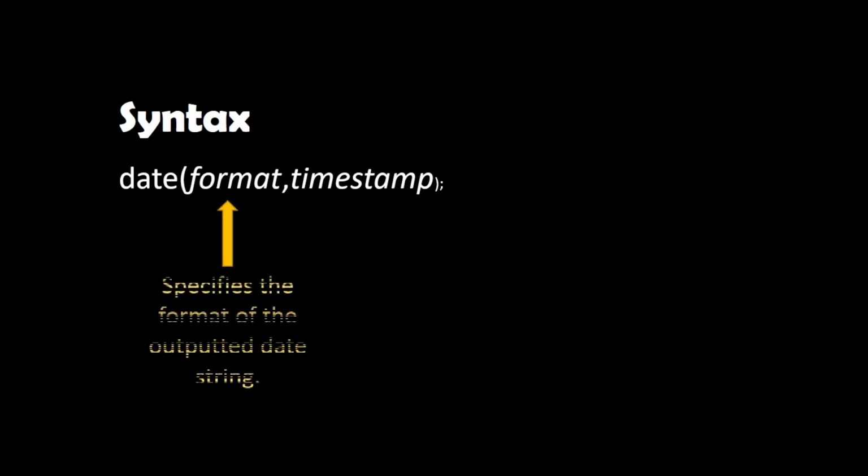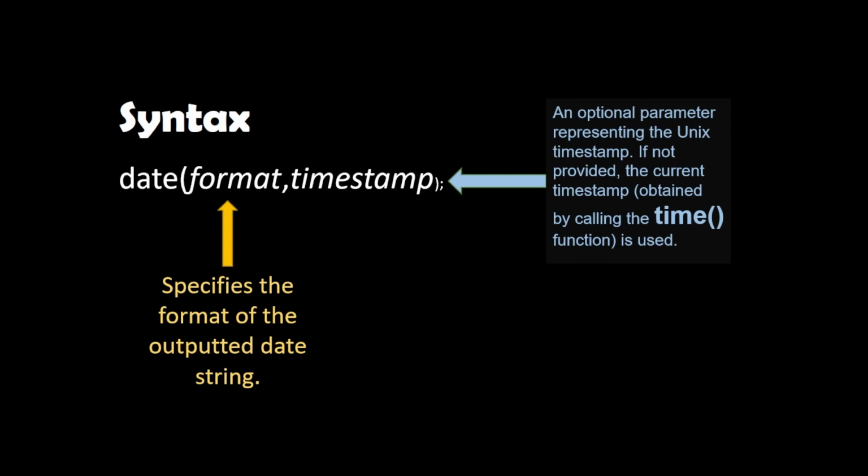Here, the format parameter specifies the format of the outputted date string. The timestamp parameter, which comes after the format, is an optional parameter representing the Unix timestamp. If not provided, the current timestamp, obtained by calling the time function, is used. The date function's format parameter determines how the date or time should be formatted.